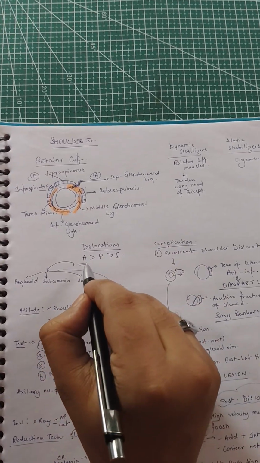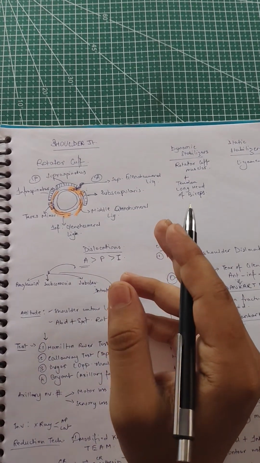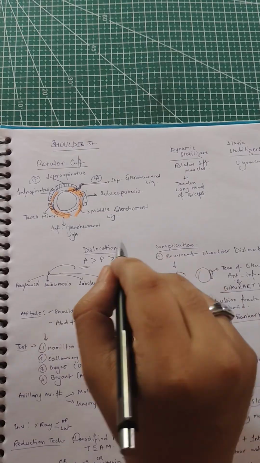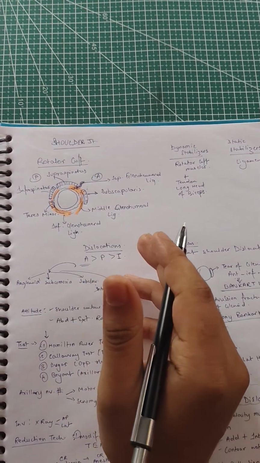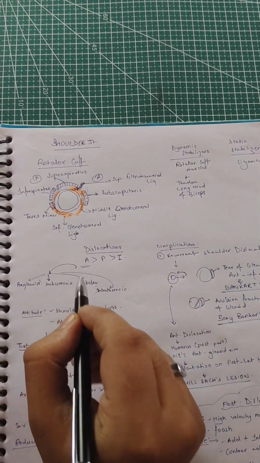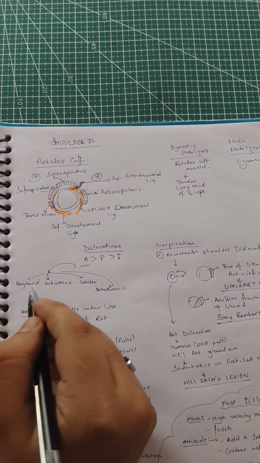We have anterior dislocation being the most common and inferior dislocation being the least common, though it is kind of counterintuitive given the fact that the inferior one does not have any muscular support and is something that is very lax. Yet it is found that anterior is greater than posterior is greater than inferior. So if we talk of anterior, there are four types of anterior dislocations. We'll be having preglenoid anterior dislocation.